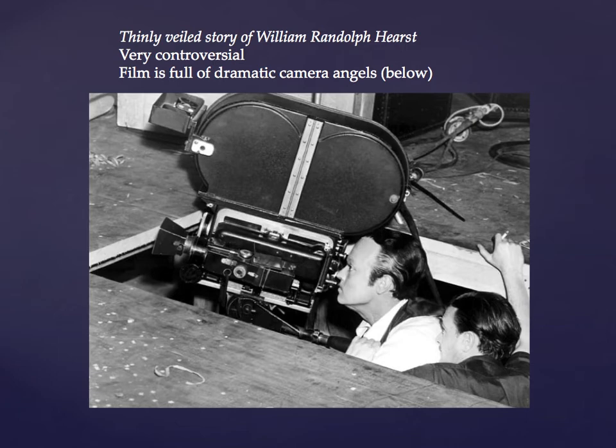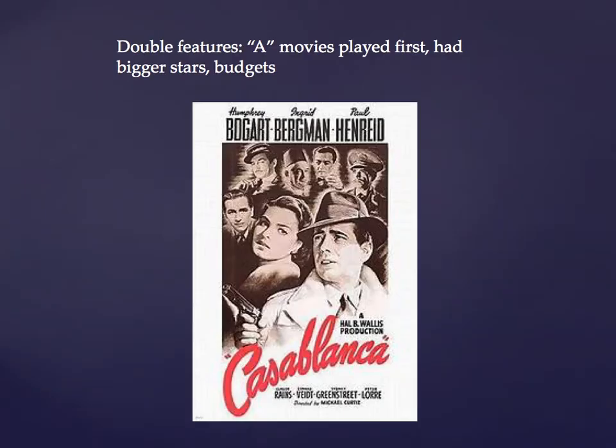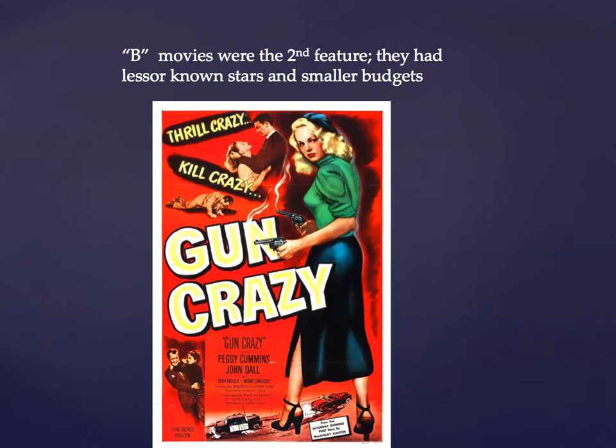Also in the 1930s and 40s, we get double features. The A movie with big stars like Humphrey Bogart would play first and had bigger stars and bigger budgets. And then the second movie on the bill would be the B movie. Here's a wonderful B movie. It's a great movie, but it was low budget and cheap, and the stars were not big stars. And so B movies took on a new meaning, right? People started talking about low budget movies in general as B movies.